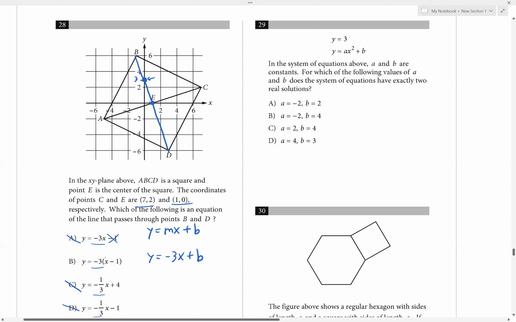Right, so the tricky part for B is we can actually distribute the -3 over, and this equation becomes y equals -3 times x, which is -3x, and -3 times -1 is +3. See, the y-intercept is actually +3. So letter B is our answer for 28.